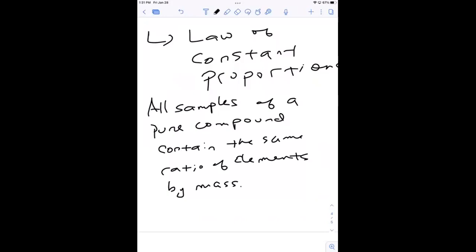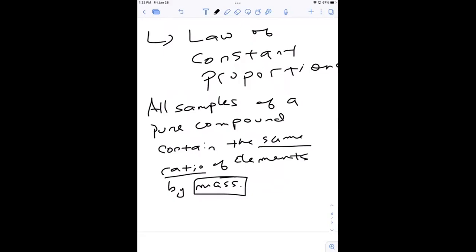Right? So if I take a 10-gram sample of a pure compound, it's going to have a specific ratio no matter where I get it from. If I take a 20-gram sample, of course, if I change the mass, the amount of the elements is going to change, but it's going to be in the same ratio, right? So it'll contain the same ratio of elements.